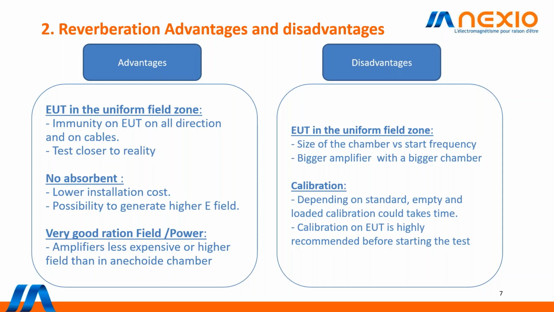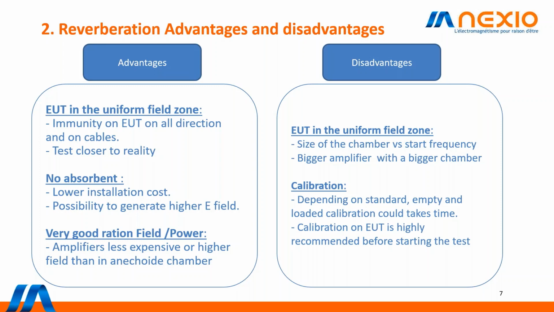So the reverberation advantages and disadvantages. First of all, let's start with the advantages. The E-field direction on each face of the EUT is one of the first advantages. Then immunity on EUT cables in the same test, closer to reality, less installation cost because there is no absorber, and the possibility to generate higher E-field. And the ratio of field to power is really good. Amplifiers are less expensive, or you get higher field than in an accredited chamber.